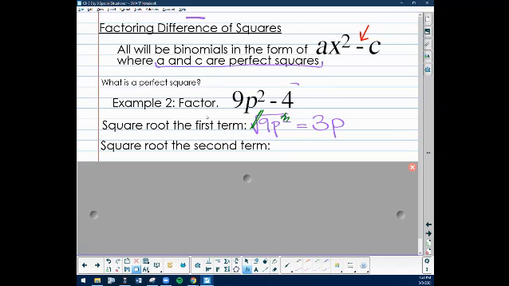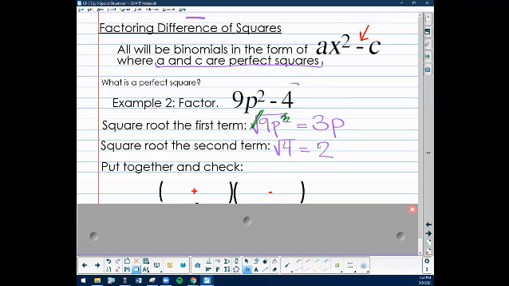The square root of the second term is the square root of 4. Remember, we ignore the negative because we take care of it with our final answer. If you tried to take the square root of -4 in your calculator, you would get an error. Kind of an interesting thing, but you'll learn more about that in Algebra 2. Square root of 4 is 2.